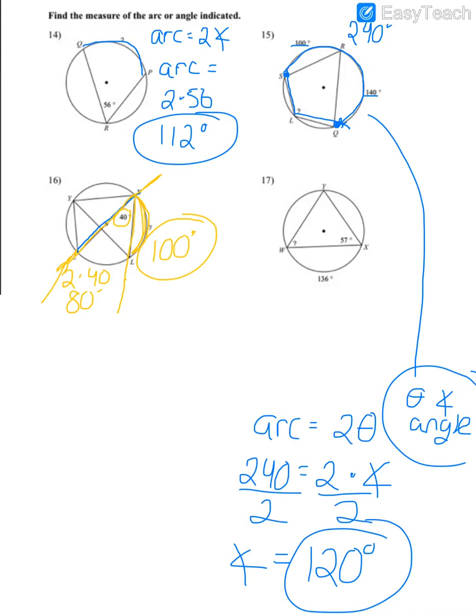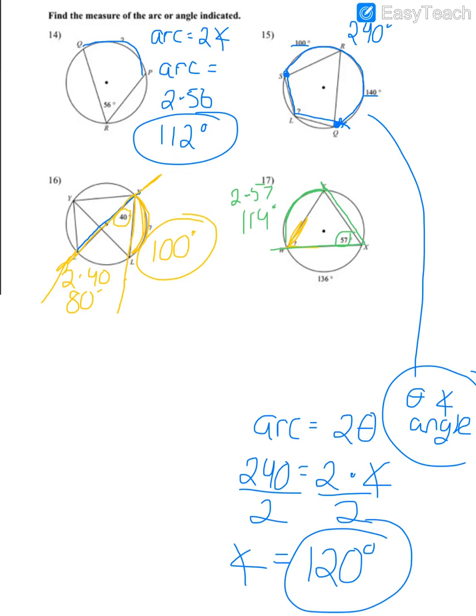Okay, and then number 17, we need to find, again, an angle. So we need this angle in here. Always start with where we have numbers and see if we can go from there. So we have this 57 for this angle. So that means that this arc is twice 57. This should be 2 times 57, which is 114 degrees.